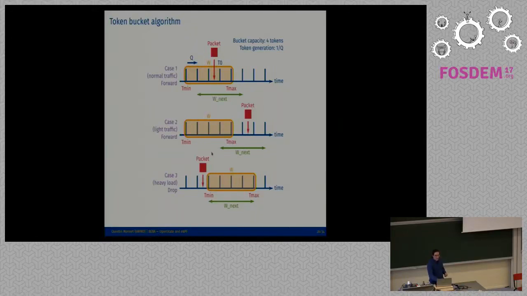And we will initialize the position of the window to the current position of the packet. And the last case is in case of heavy loads. When there are many packets arriving in the same time slot, then we have shifted the window too much to the right, so there is no token left for this packet. So we drop the packet and do not move the window.